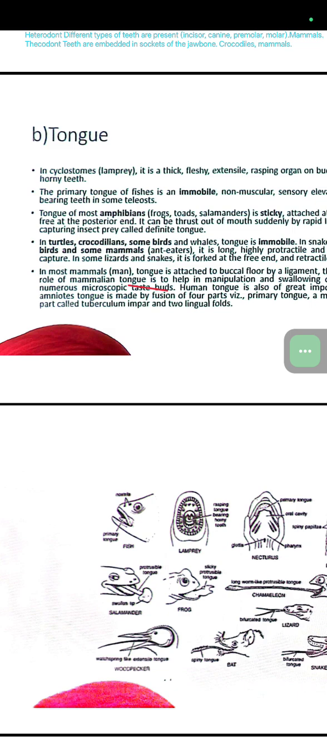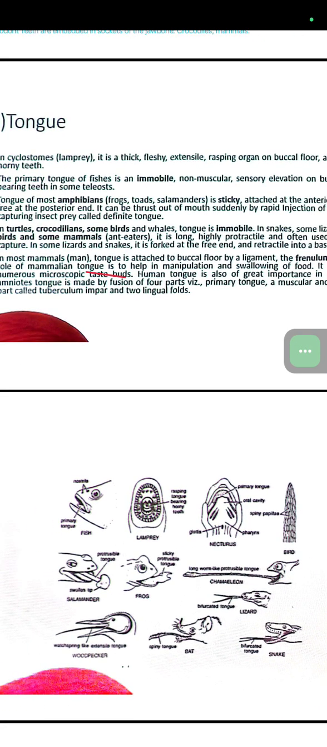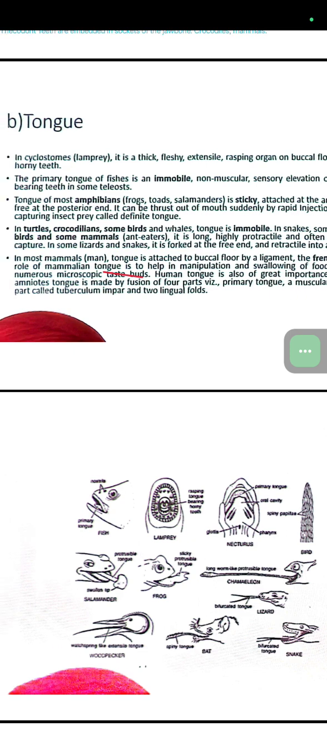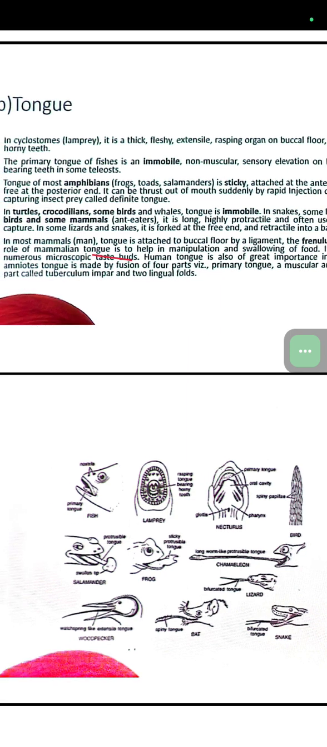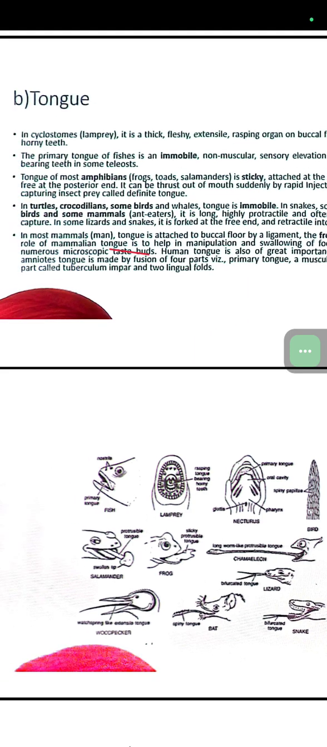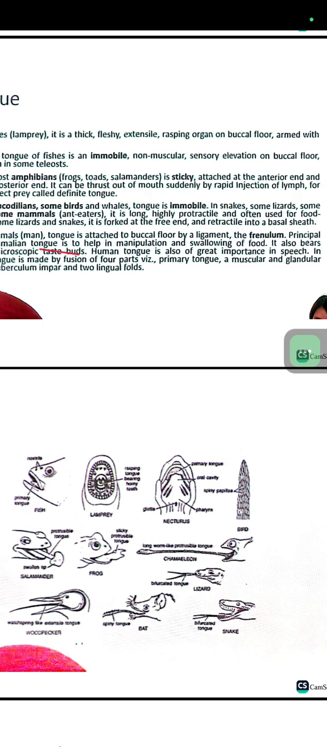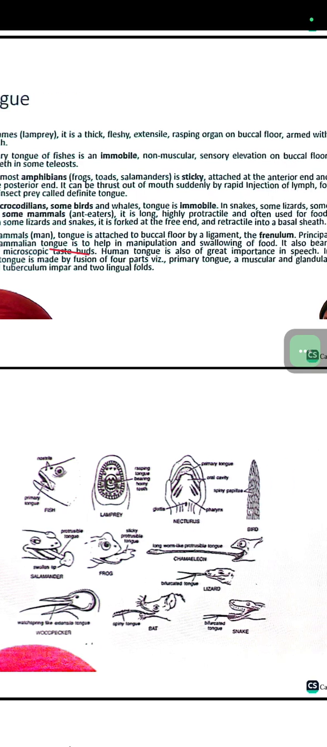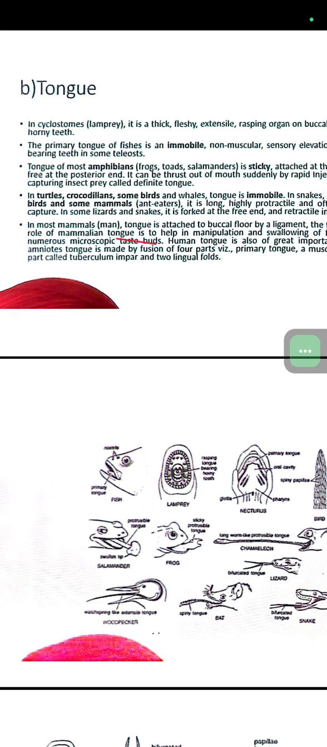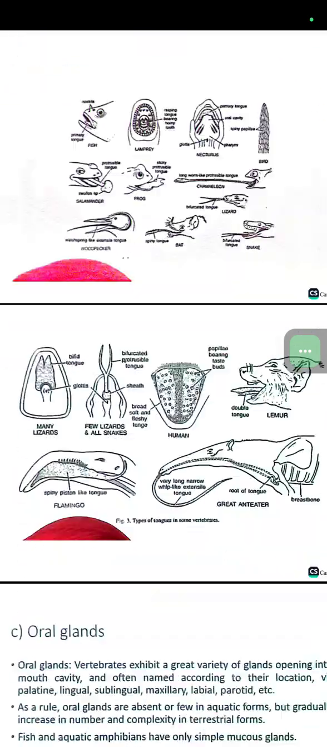In most mammals, the tongue is attached to the buccal floor by a ligament, the frenulum. The principal role of the mammalian tongue is to help manipulation and swallowing of food. It also bears numerous microscopic taste buds. The human tongue is also of great importance in speech. The mammalian tongue is made by fusion of four parts: the primary tongue, the muscular and glandular part called tuberculum impar, and two lingual parts. Here are different types of tongues you can see.